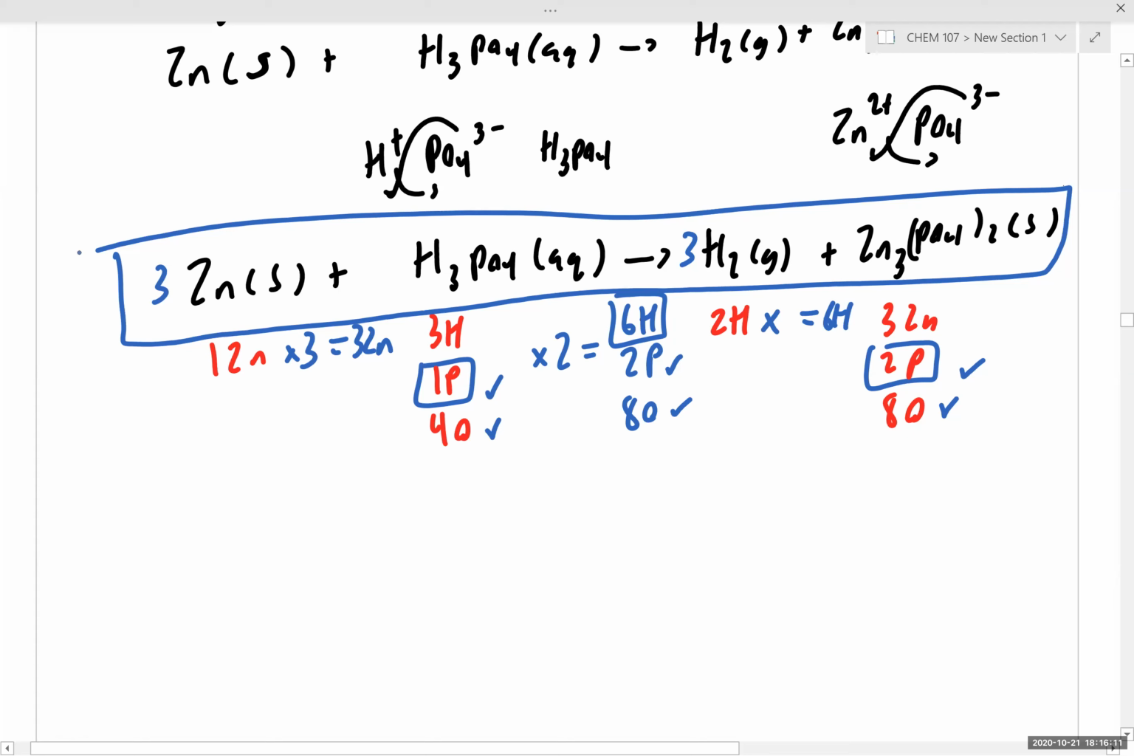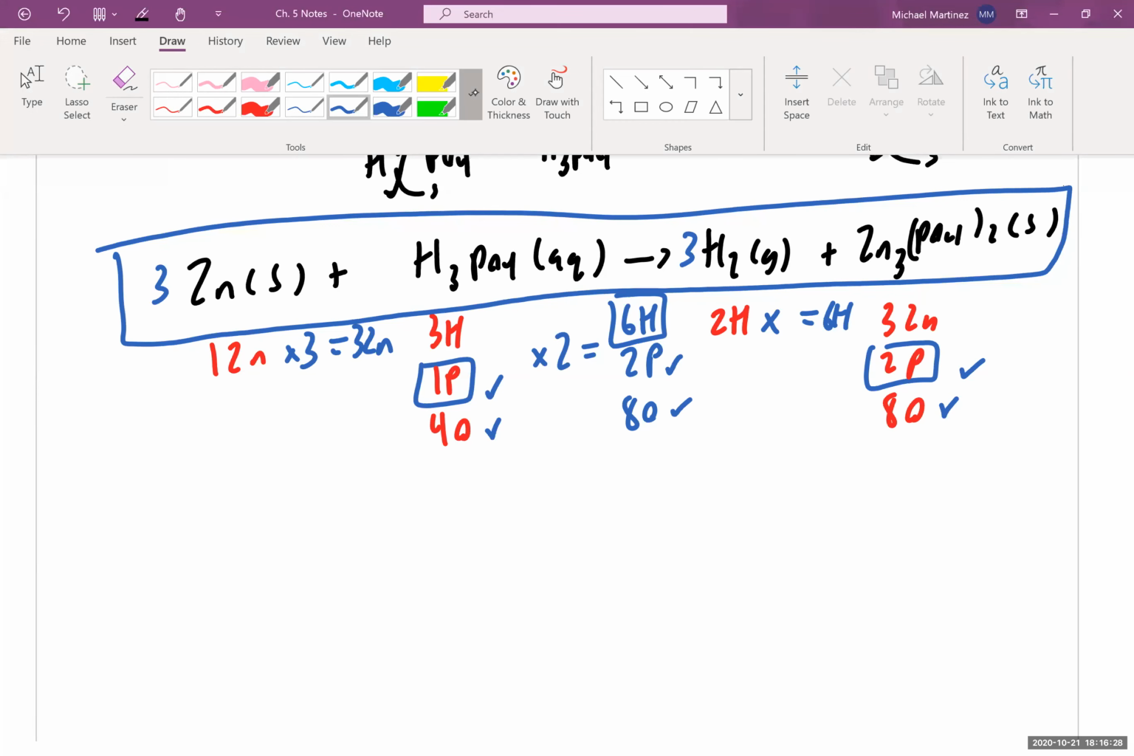Does this idea make sense to everyone? Is everyone comfortable with this example? Okay, so let's keep going now.